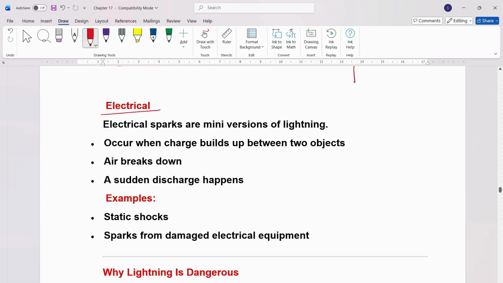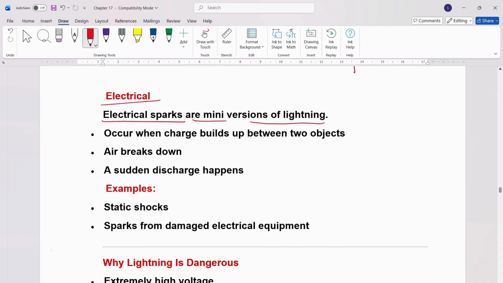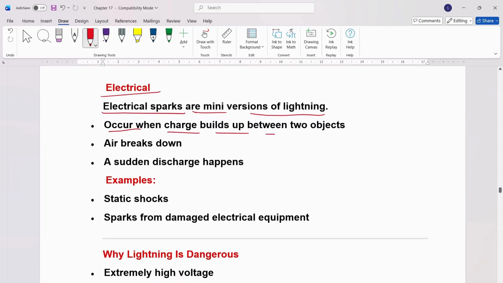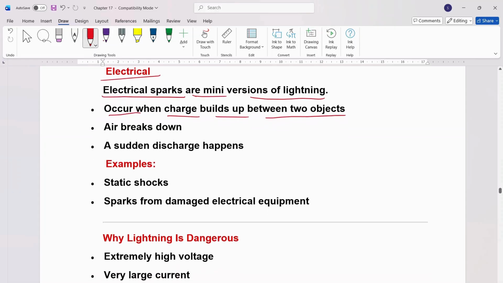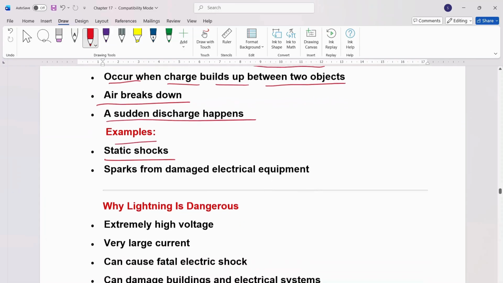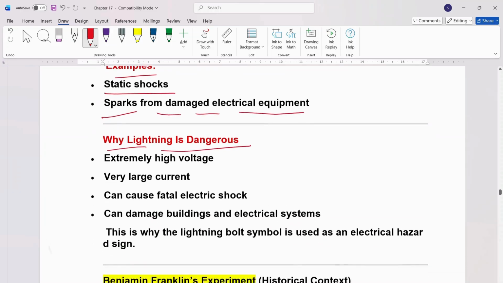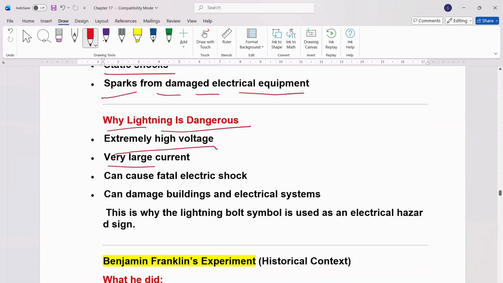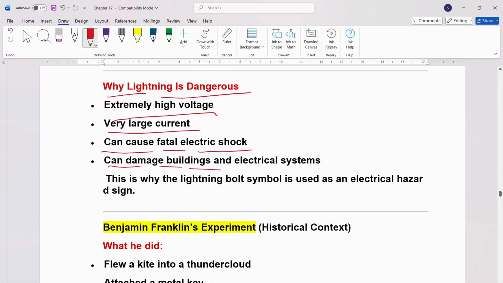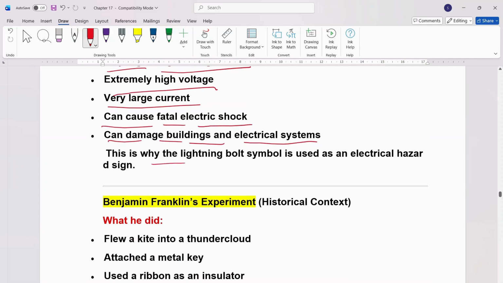Now let's talk about electrical sparks. They are mini versions of lightning. They occur when charge builds up between two objects. Air breaks down, and a sudden discharge happens. Examples: static shocks, sparks from damaged electrical equipment. Why is lightning dangerous? Extremely high voltage. Very large current can cause fatal electric shock. It can damage buildings and electrical systems. This is why the lightning bolt symbol is used as an electrical hazard sign.